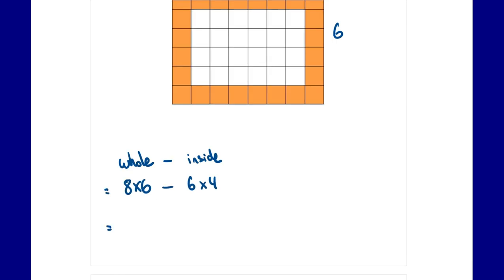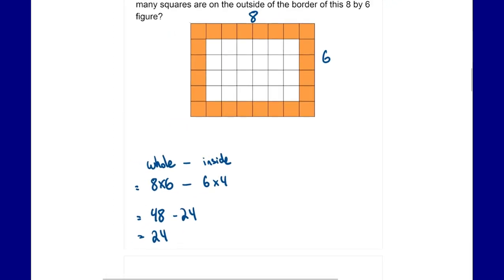So 8 times 6, I can try to do the math in my head, I believe, is 48. I'll double check that because my multiplication tables in my head aren't going so well. Yep, it is 48. Minus 24 is 24. So there are 24 tiles on the border. There's other ways you could do it. That is one way that you could.